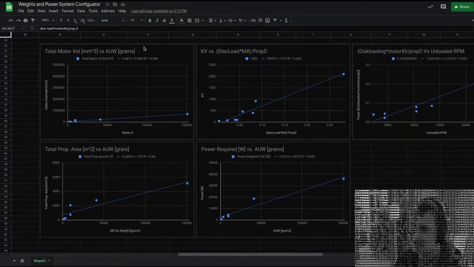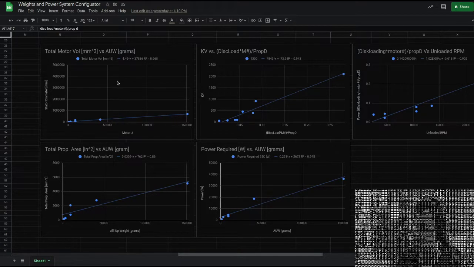So basically, the stator volume is always correlated with the all-up weight because the stator is what's creating the power for the drone for the most part. It's what's getting saturated and heated up by the power of the motor and the power required by the propeller.